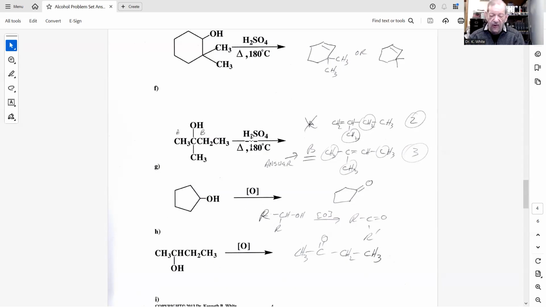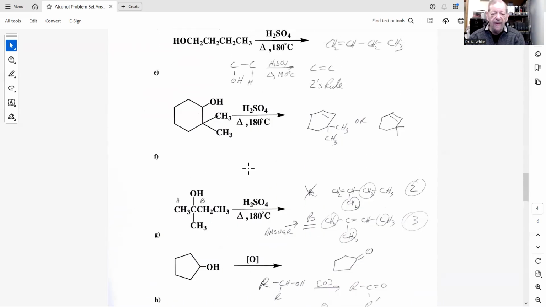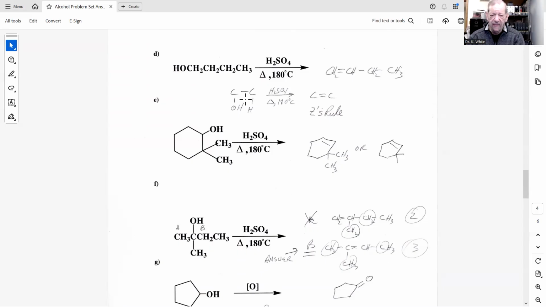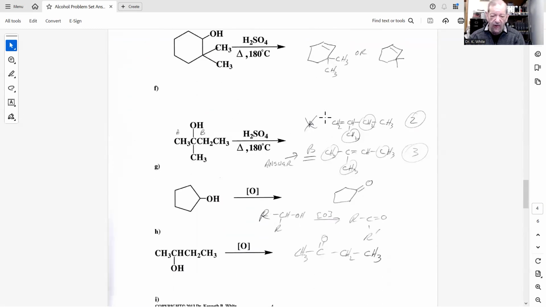Sulfuric acid, H2SO4. Heat, and sometimes I put the 180, sometimes I don't. Dr. White can be lazy, organic chemist. And this is a dehydration where you'll lose, right here, sulfuric acid and heat, lose water, and you get a double bond that follows Zaitsev's rule.